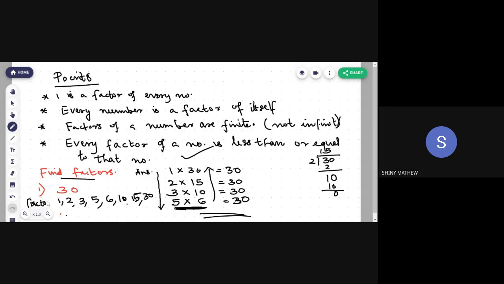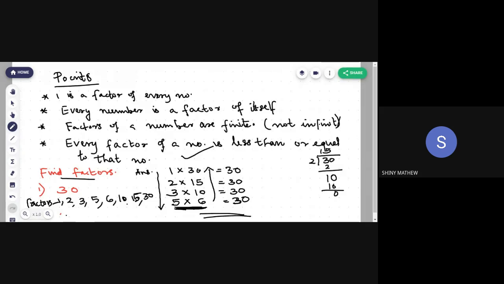These are factors of 30. So after writing, you check once more how many factors there are in total. 2, 4, 6, 8 factors are there. Total 8 factors. Miss, I wrote all the factors.